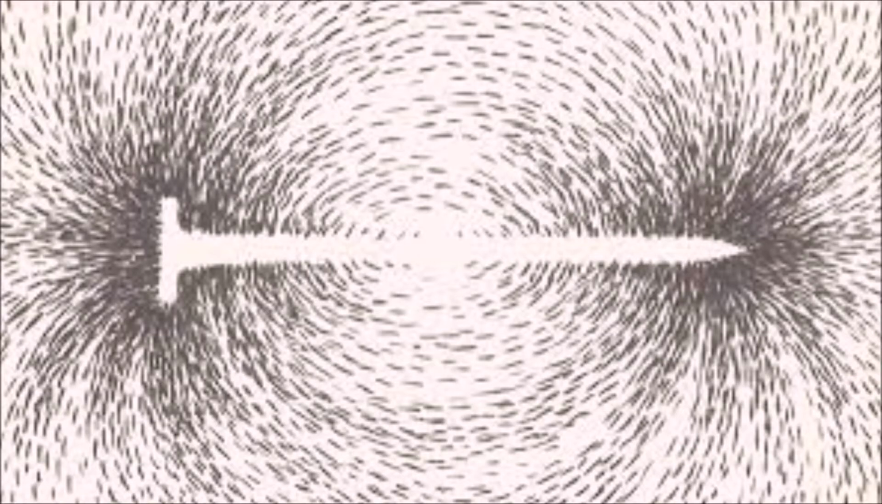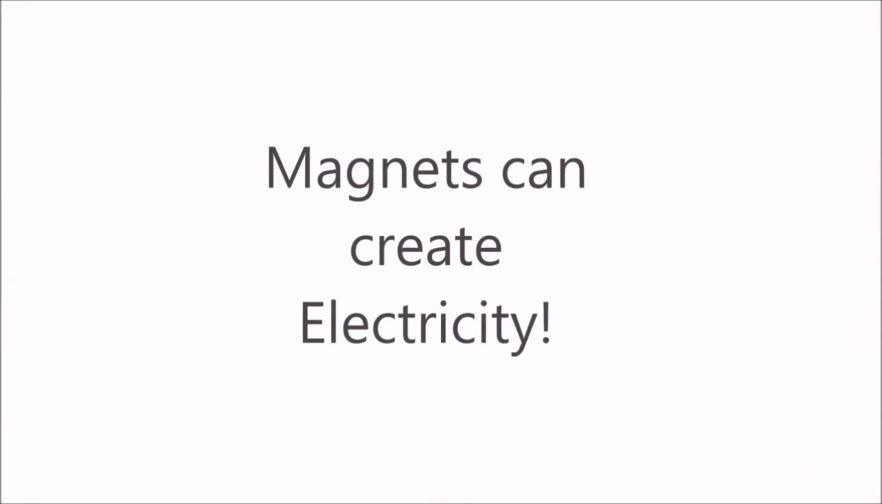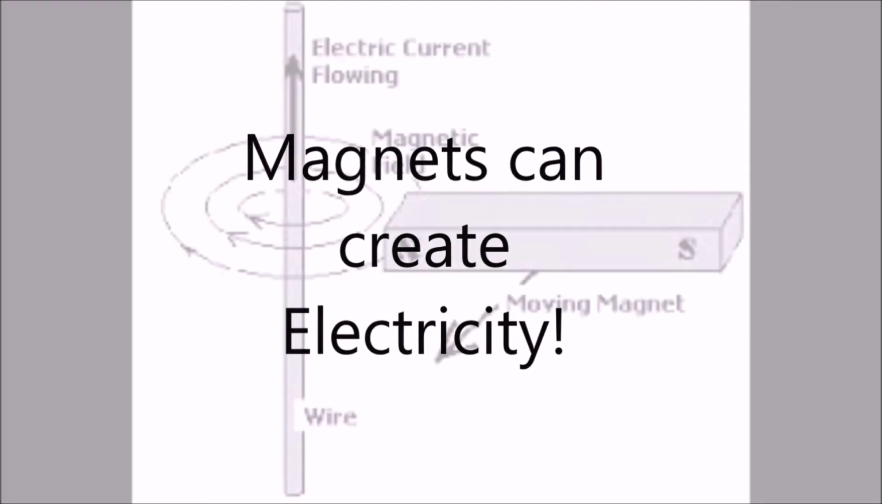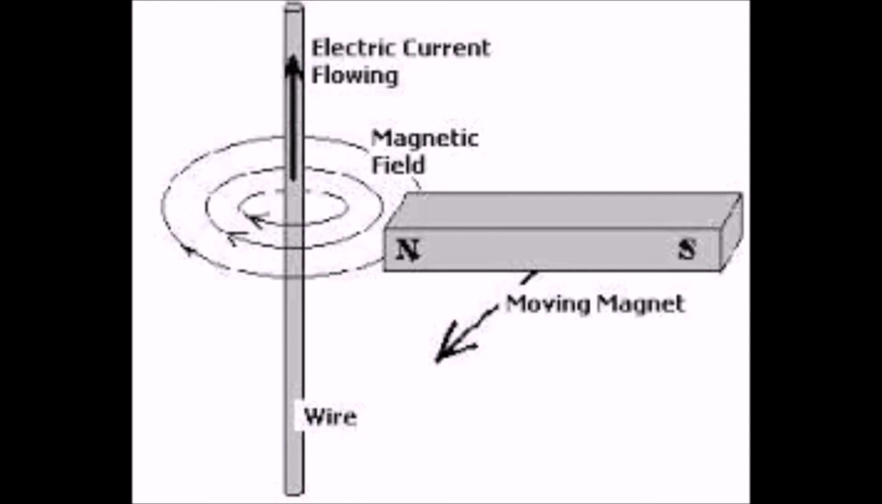If you remove the nail from the coil, it will remain magnetic until the domains are misaligned by an outside force, such as dropping the nail. Magnets can also create electricity. A generator is one way magnets can create electricity. Magnetic fields can interact with electrons. A generator uses a magnetic field to pull and push electrons in a metal to create a current.